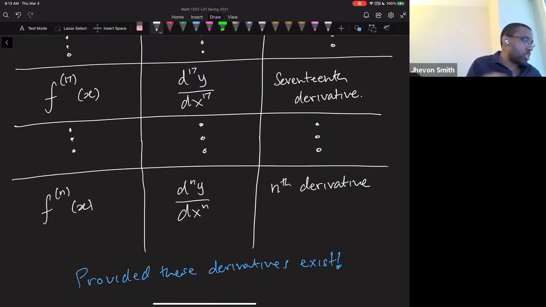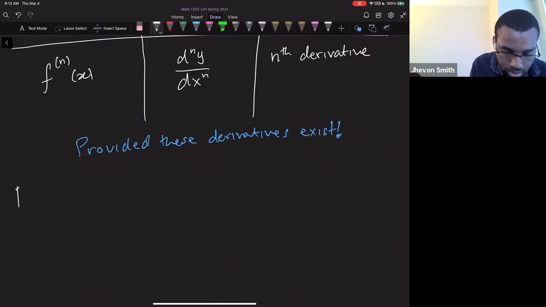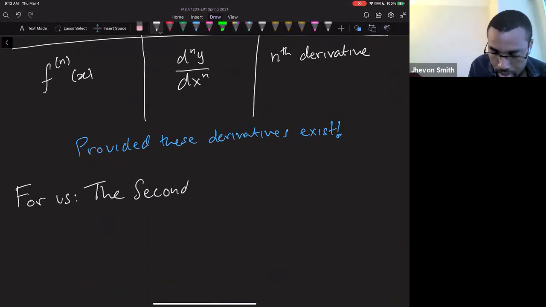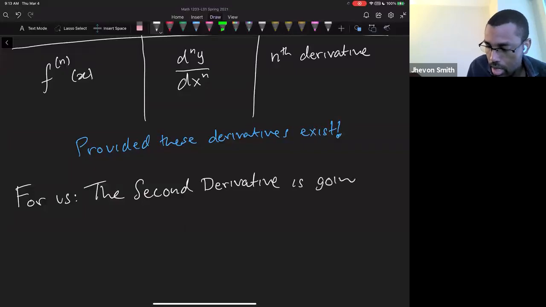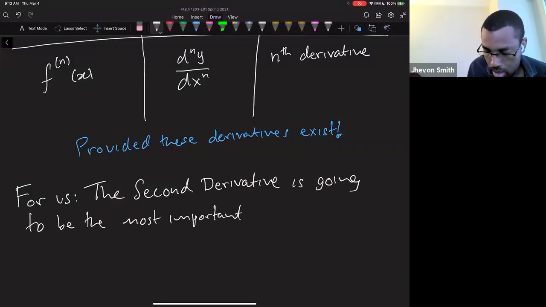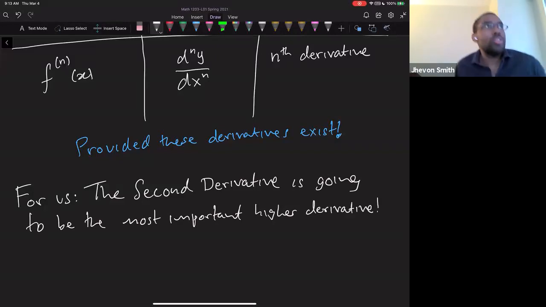And now I actually want to focus on the second derivative. For us, the second derivative is going to be the most important higher derivative. There's going to be no real reason, in terms of application or problems that I want you to solve, where you're going to need something higher than the second derivative.